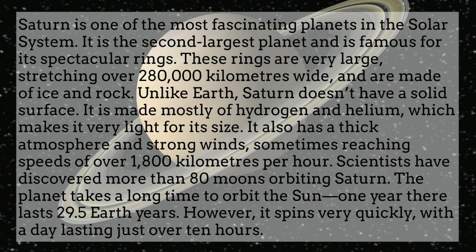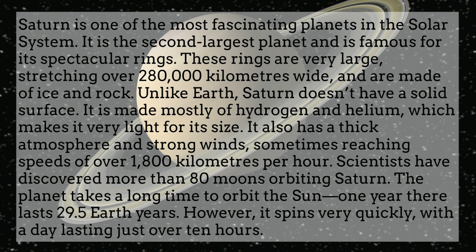Here we go. Saturn is one of the most fascinating planets in the solar system. It is the second largest planet and is famous for its spectacular rings. These rings are very large, stretching over 280,000 kilometers wide, and are made of ice and rock. Unlike Earth, Saturn doesn't have a solid surface. It is made mostly of hydrogen and helium, which makes it very light for its size. It also has a thick atmosphere and strong winds, sometimes reaching speeds of over 1,800 kilometers per hour.